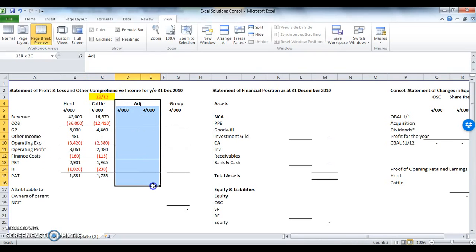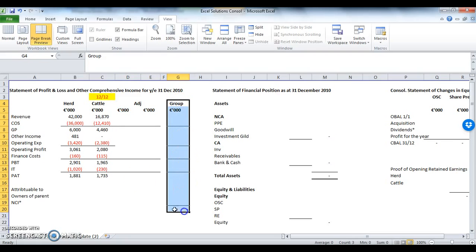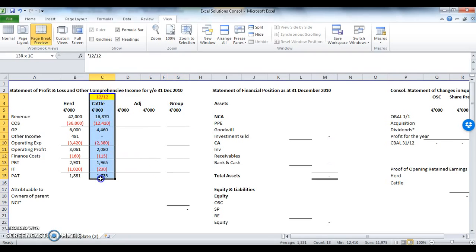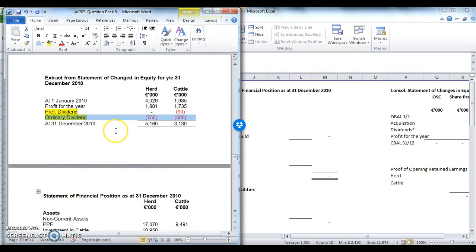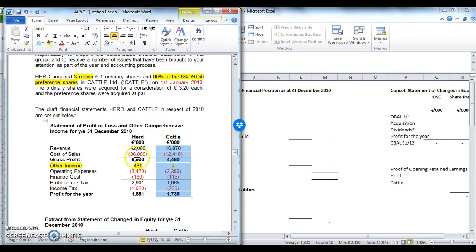You might leave 2 columns in for adjustments, so we'll track them as we go down along, and then finally the group column. I always put in this yellow box to give you the discipline of a student to remember. Always think, is it a mid-year acquisition? If it was acquired on the 1st of July, you'd have to pro rata the income statement that you bring in. But this is 12 over 12, so we're taking the same SPLOCI as is up here in terms of Cattle and Herd.